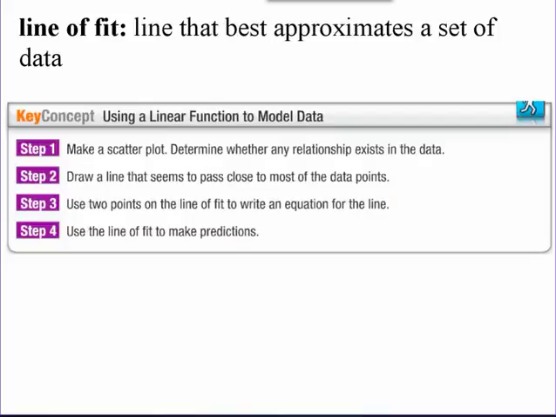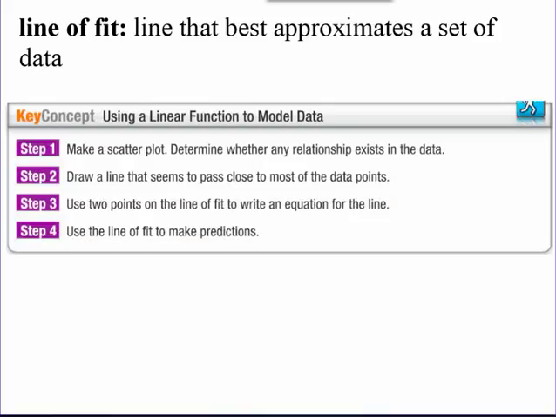We're going to talk now about a line of fit. A line of fit is a line that best approximates a set of data. Basically, you're going to have a scatter plot, and you're going to find the line that best fits all that data. So kind of the middle line. And we've got a step-by-step process in order to find the line of fit.